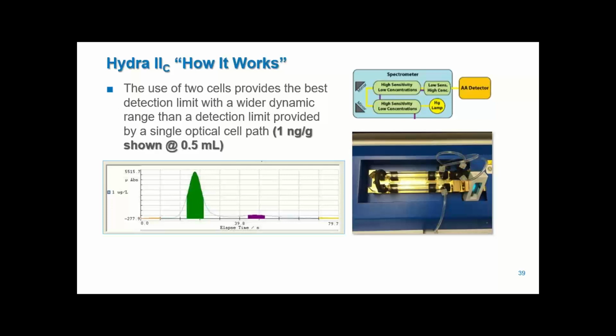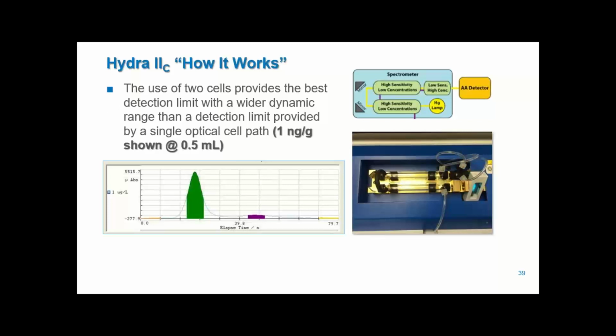So our spectrometer uses two cells. We have a split 10-inch high sensitivity cell and a 1-inch low sensitivity cell. And the use of two cells provides the best detection limit and a wider dynamic range than with a single optical cell pass. So here's a 1 nanogram per gram peak profile.